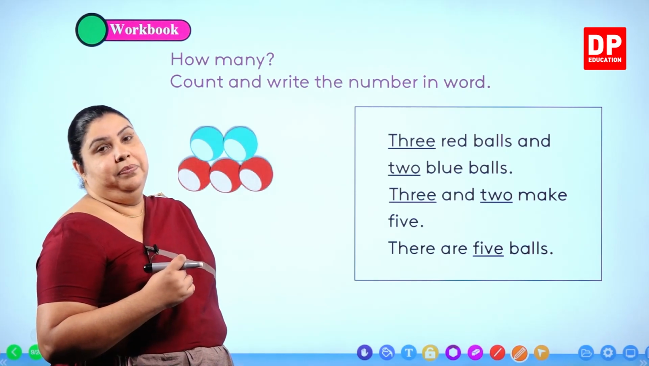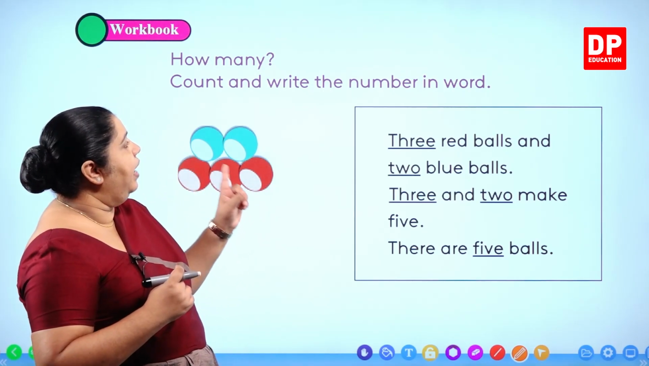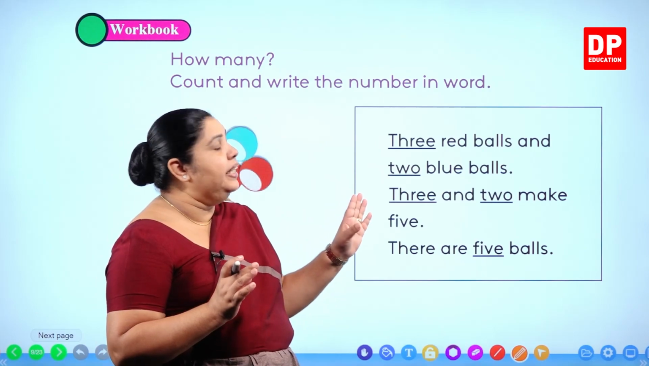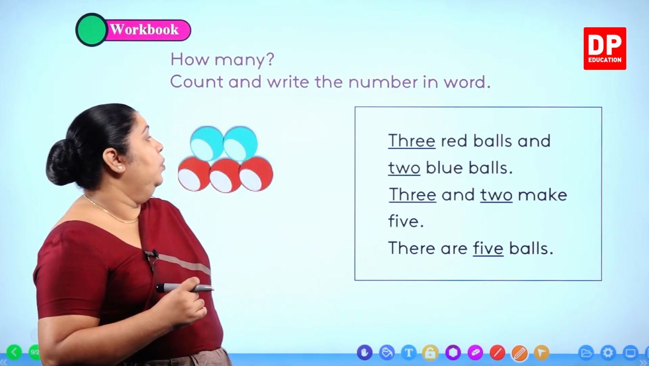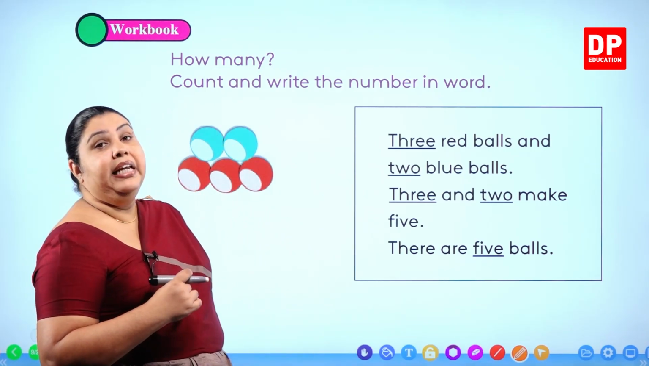How many? Count and write the number in word.